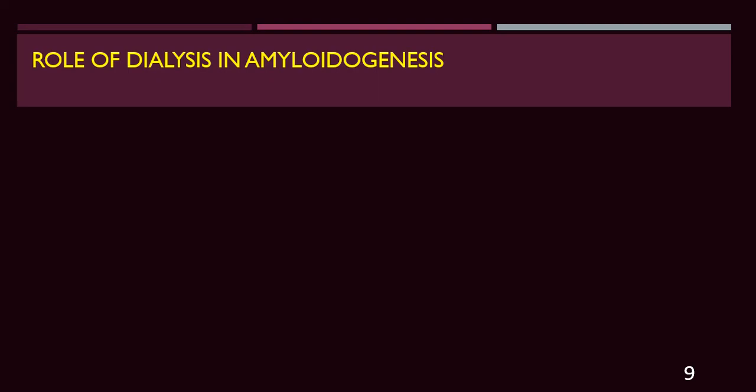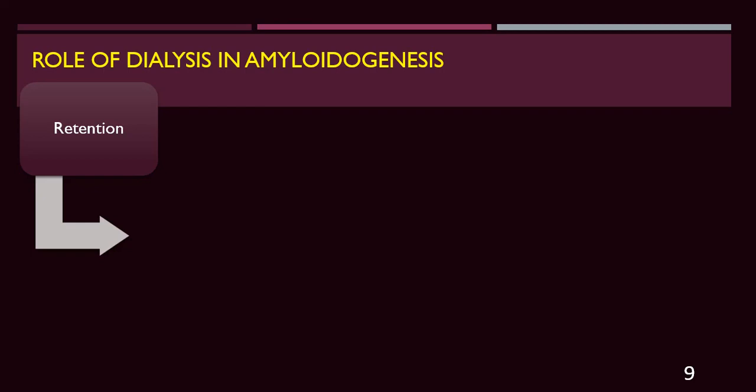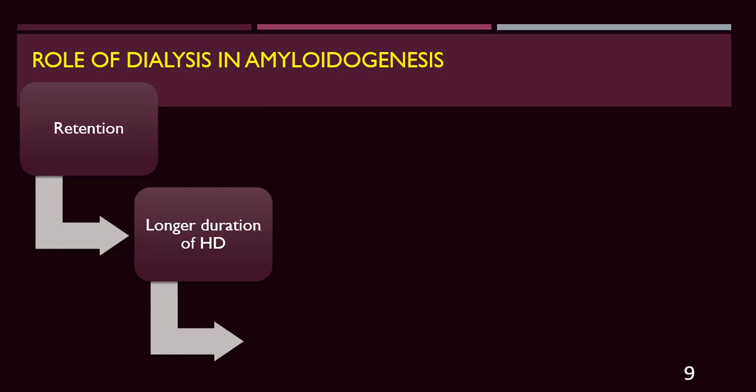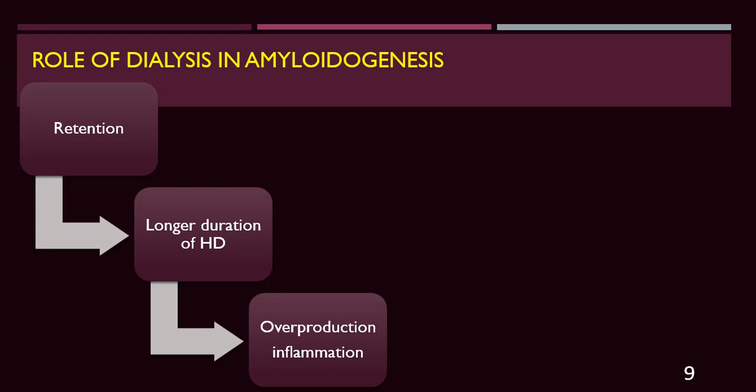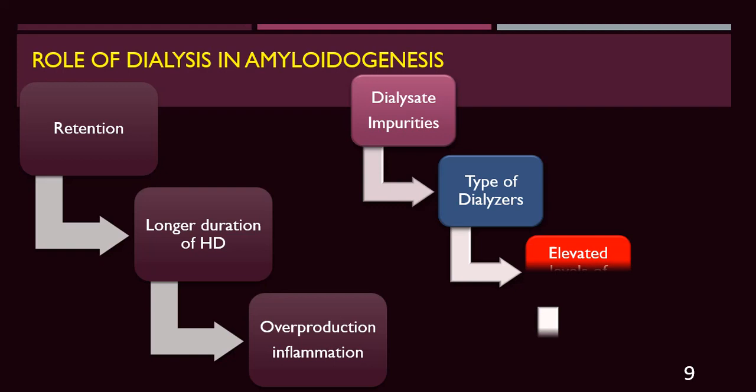Role of dialysis in amyloidogenesis: we have retention from poor excretion by the kidneys, followed by longer duration of hemodialysis, and overproduction and inflammation from hemodialysis itself, like impurities in water or bio-incompatible dialyzers and membranes. In the past, cuprophane membranes could induce a lot of production of beta 2 microglobulin due to inflammation. So dialysis impurities, type of dialyzers, and elevated levels of cytokines all play a role in the pathogenesis of dialysis-related amyloidosis.